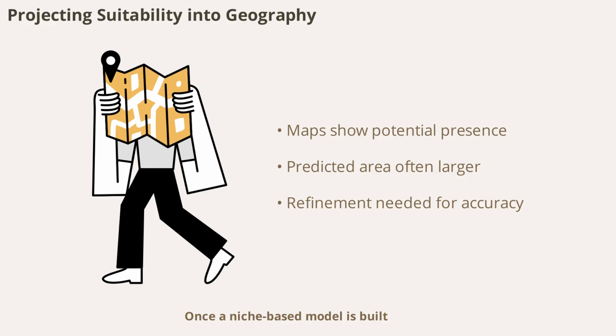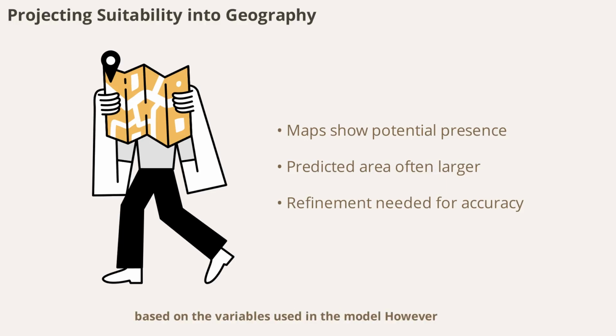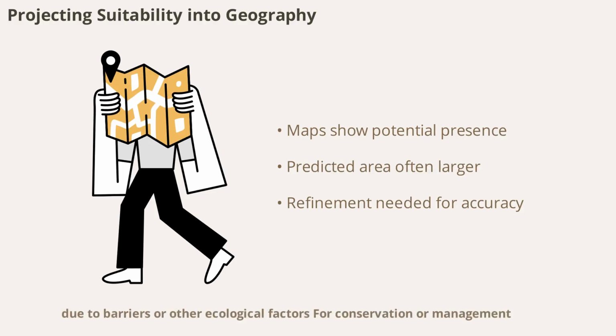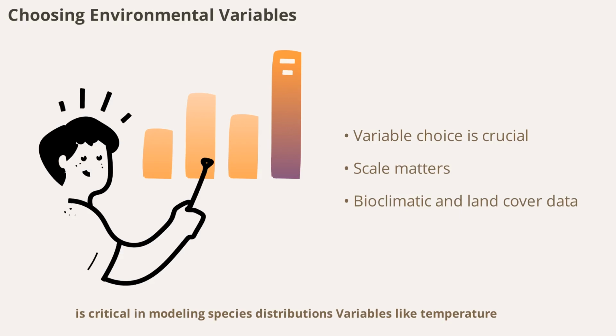future climates. Once a niche-based model is built, it's typically projected into geographic space to create a map of predicted presence. This map shows areas where environmental conditions are suitable for the species, based on the variables used in the model. However, the predicted area is often larger than the species' actual range, since not all suitable areas are occupied due to barriers or other ecological factors. For conservation or management, further steps can refine these predictions, such as removing areas known to be uninhabited or heavily altered by humans.